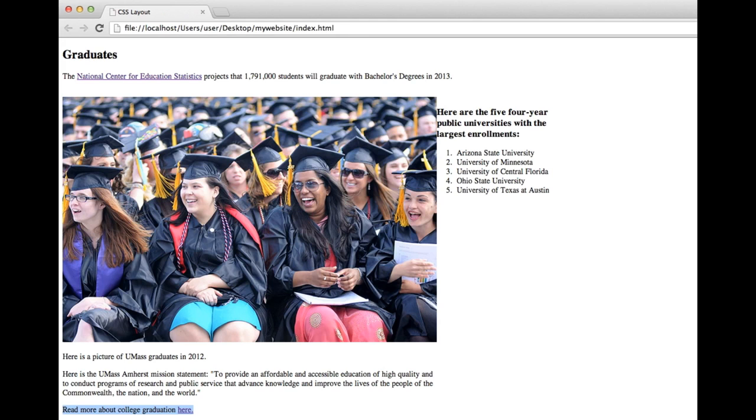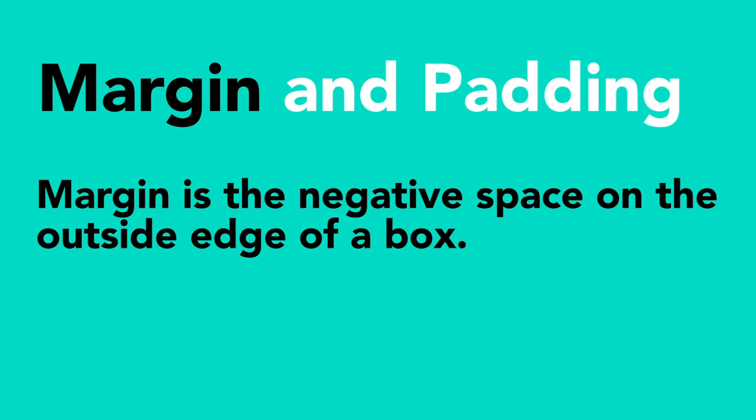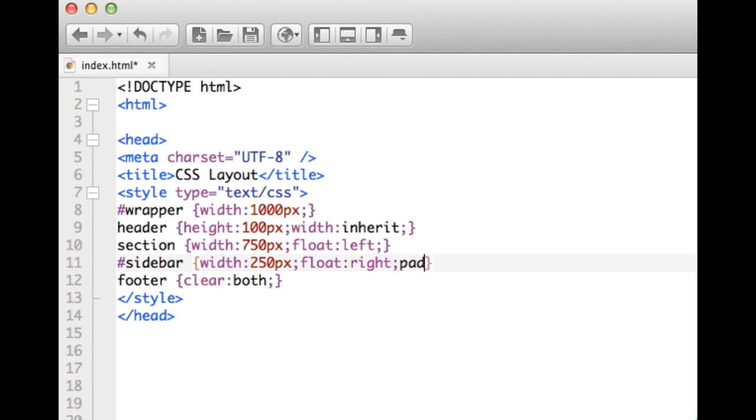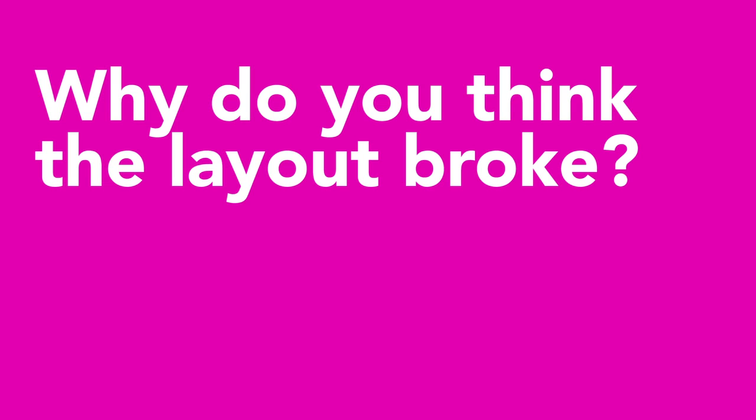Now let's talk a bit about margin and padding. Remember that margin is the space outside of a box and padding is the space inside of a box. You can set the margin and padding in pixels. So let's add 10 pixels of padding inside the sidebar. Preview and what happened? The layout broke. Can you guess why that happened?